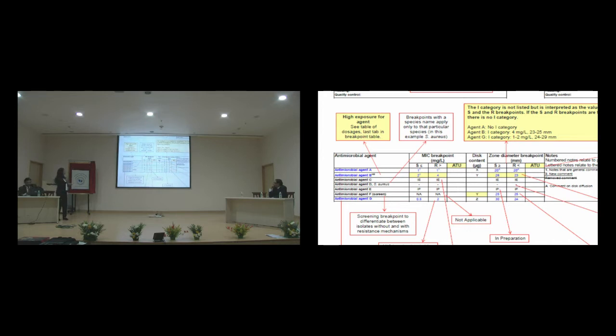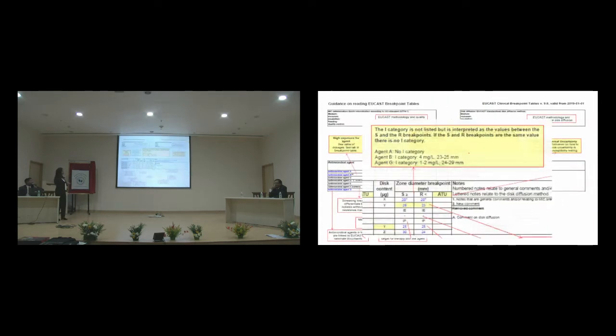Next example, can you see? There is 26 and 23. So anything more than or equal to 26 is sensitive. Less than 23 is resistant. In between, that is 24 and 25, you just take it as I. There is no separate mention of susceptible, increased exposure. Is this point clear? Okay.